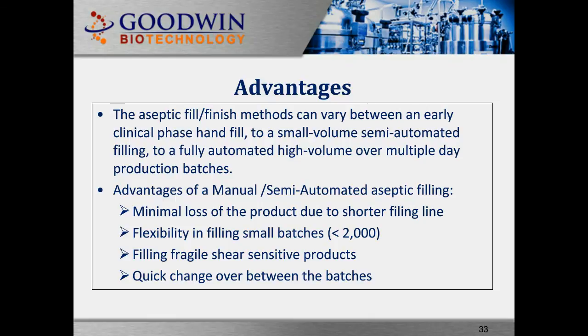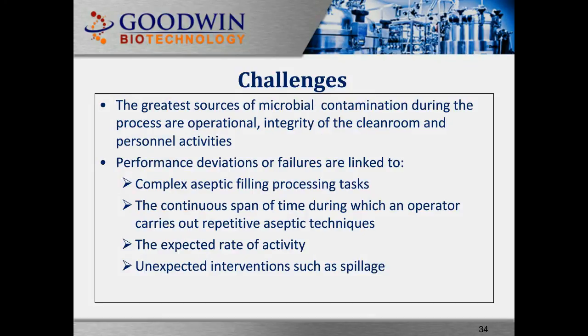Let's go over the challenges in manual semi-automated filling. The greatest sources of microbial contamination during the process are operational, integrity of the clean room, and personnel activities. Performance deviations or failures are linked to complex aseptic filling processing tasks, the continuous span of time during which an operator carries out repetitive aseptic technique, the expected rate of activity, and unexpected interventions such as spillage, power loss or HVAC failure.